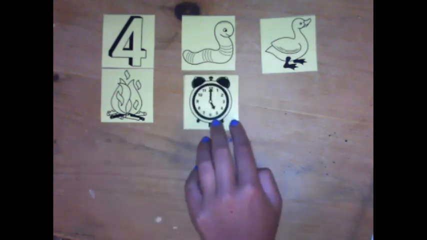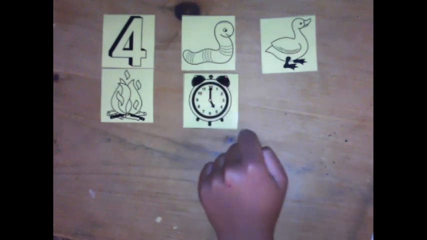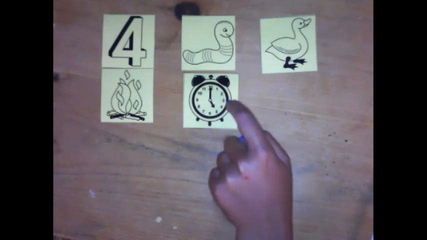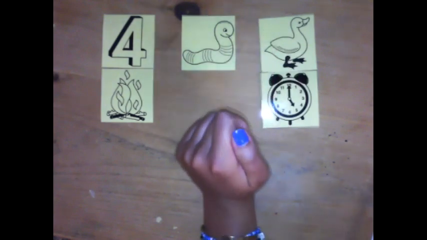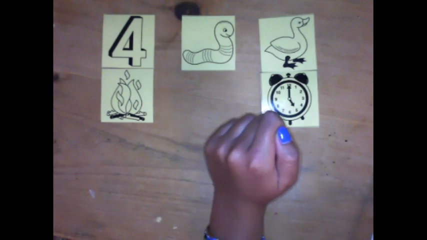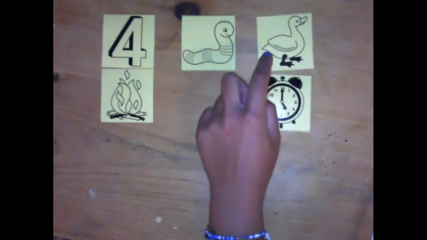Nah. What about worm? Worm, clock. Do those sound the same at the end? No. Worm ends with an m sound, but clock ends with a k sound. What about here? Duck, clock. Do those have the same sound at the end? They do. They both end with the k sound. I'll leave it there.